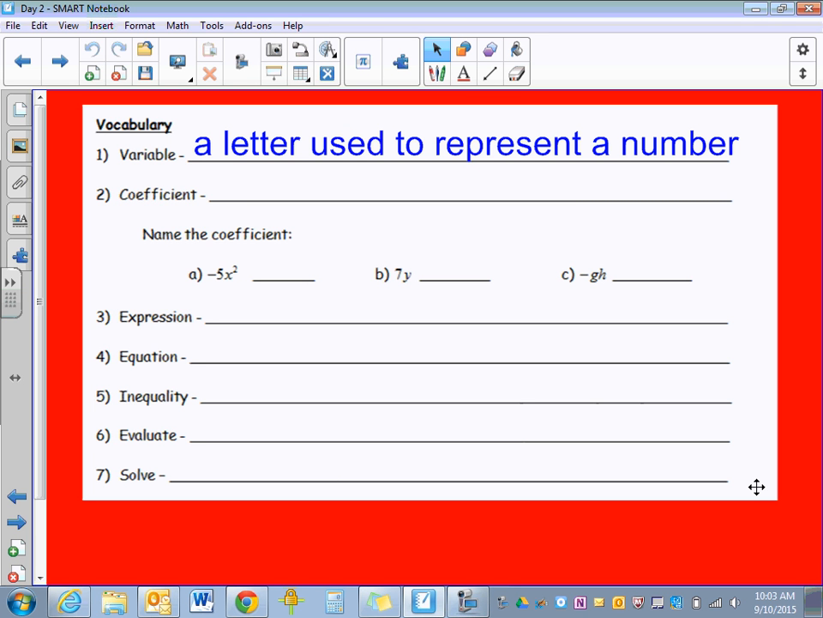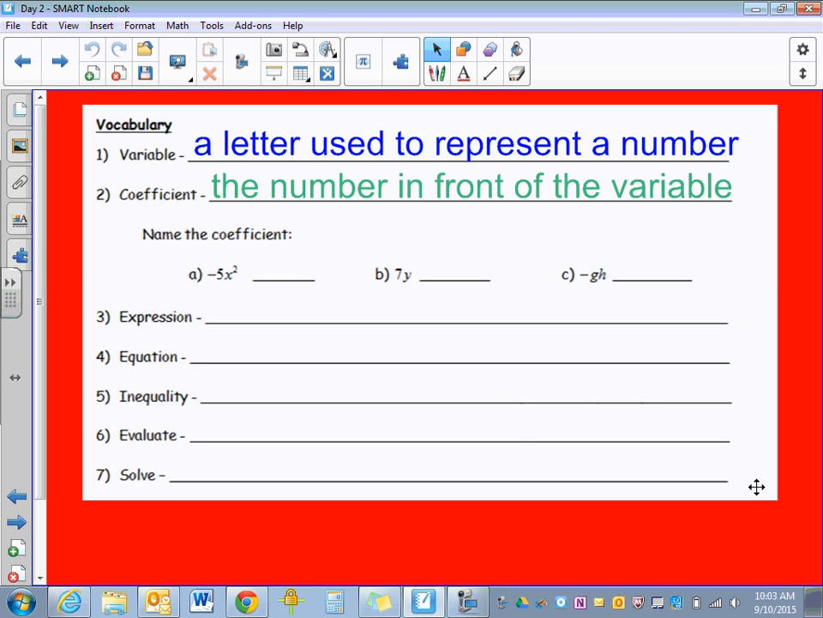All right, next up, coefficient. Does anybody know what a coefficient is? Yes, it's the number in front of our variable. Very good. It's the number in front of the variable. So, let's see here. So I think last class we dealt with something like this. All right, so coefficient is this number that's in front of the variable. That 5 there would be our coefficient of this expression.